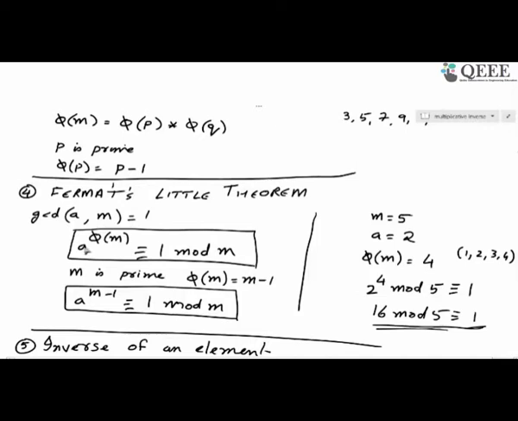And you try to apply Fermat's little theorem over here. You get 2 to the power of phi of m, that is 2 to the power of 4 mod 5, should be congruent to 1. You can verify this: 2 to the power of 4 is 16, and 16 modulo 5 is 1, because when you divide 16 by 5, it leaves a remainder of 1.